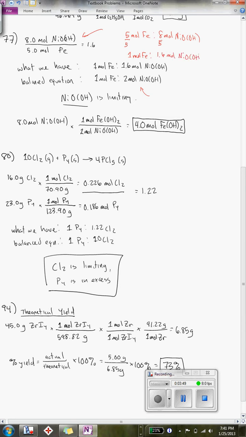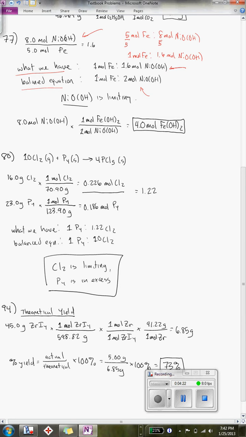You can compare the ratio of what you have to the ratio given by your balanced equation, and you get the numbers from the balanced equation from the coefficients in front of iron and NiOOH. So the balanced equation says that each mole of iron will react with 2 moles of NiOOH. What you have is 1.6 moles of NiOOH per 1 mole of iron. This indicates that you don't have enough of this NiOOH because that number is less than what is called for in your balanced equation. So that is your limiting reactant.